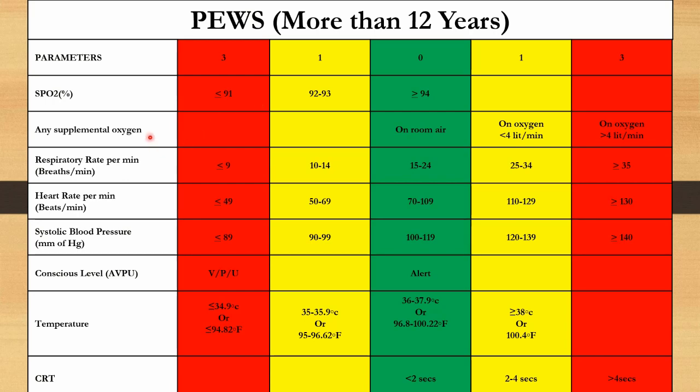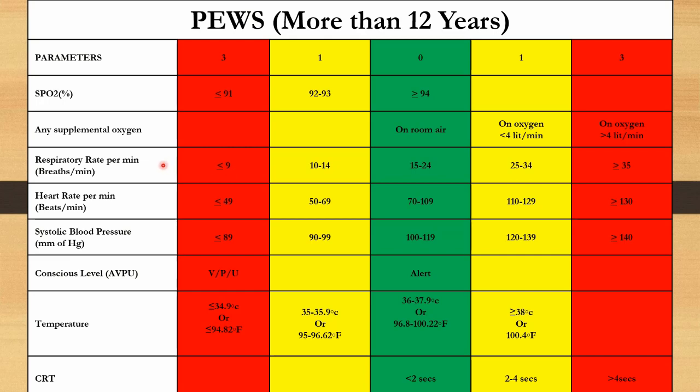The second one is if the patient is on any supplemental oxygen. So on room air, you can give a score of 0. On any supplemental oxygen and it is less than 4 liters per minute, give a score of 1. On any supplemental oxygen more than 4 liters per minute, then give a score of 3.